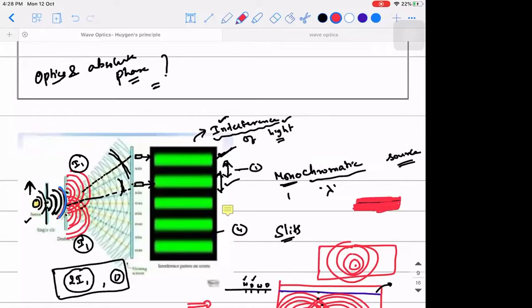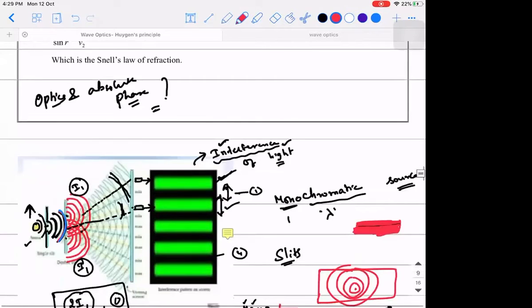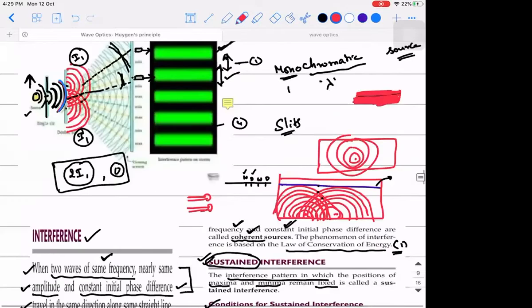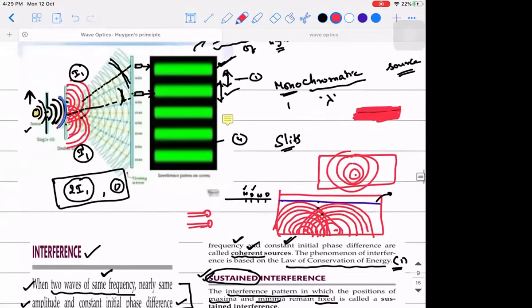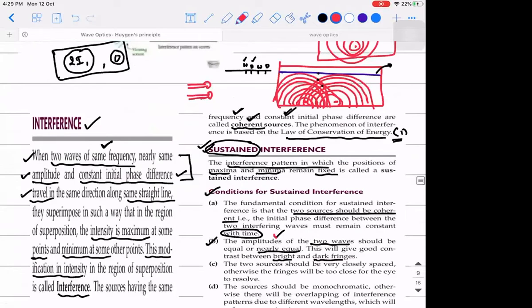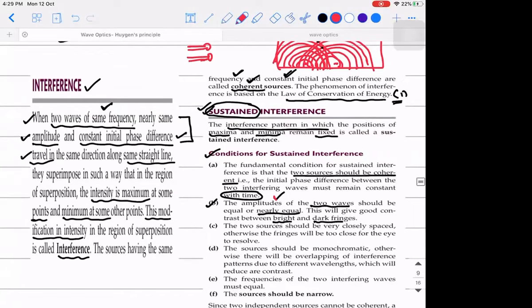You're able to see, actually there is a dark spot. If I zoom in, I'm able to see, but if I zoom out, I'm not able to see. It will not be that clear. Okay, the clarity is missing, right? So if this clarity is required, what should happen? For this clarity to be obtained, they are saying that you take both the waves to have nearly the same amplitudes. Okay. Next. The next important thing is, the two sources should be very closely spaced.